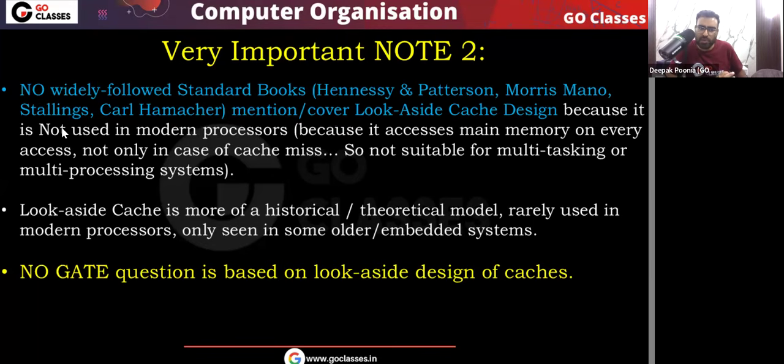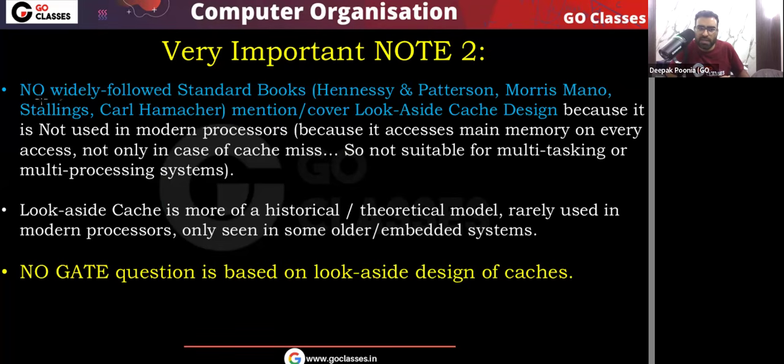The reason is very simple, because it is not used in the modern processors. Why is it not used in modern processors? Because it will access the main memory on every access. For every memory request generated by the CPU, we will access the main memory. That is the reason it is not suitable for multitasking or multiprocessing systems.